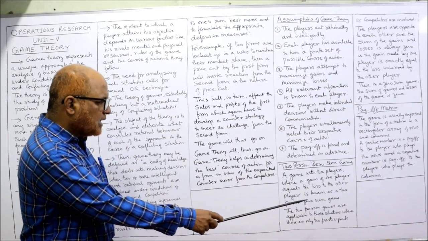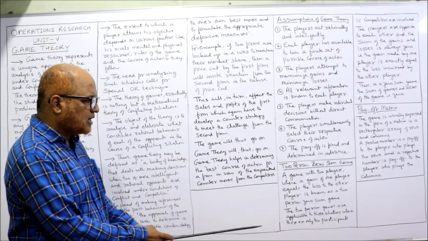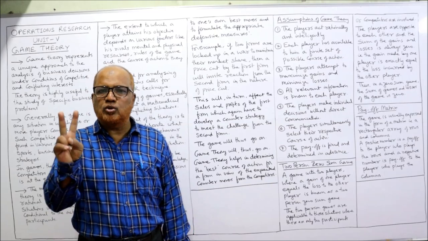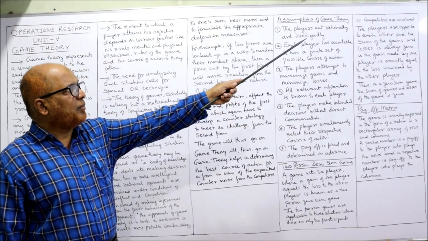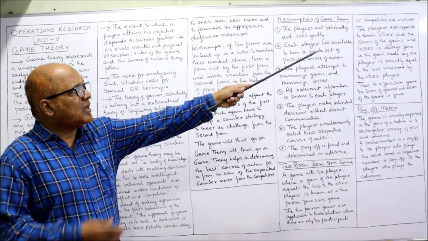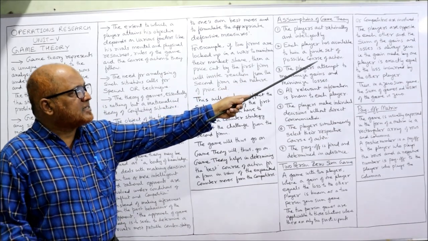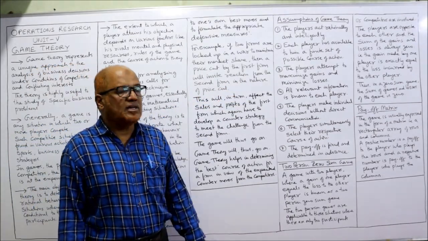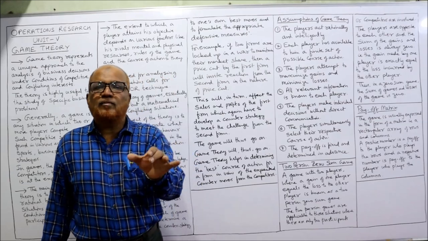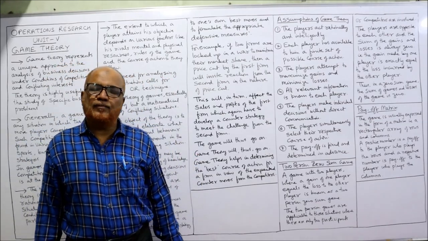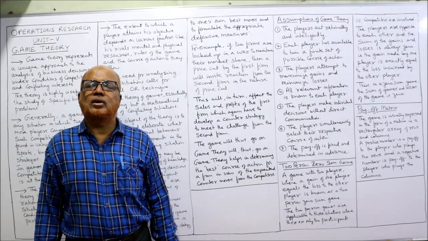Then two-person games are applicable to those situations where there are only two participants or competitors involved. The players are opposite to each other, and the sum of the gains and losses is equal to zero. The sum of gains and losses will be equal to zero.